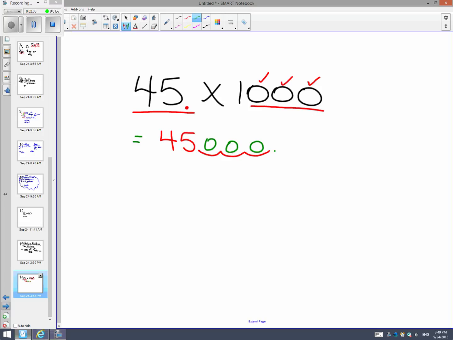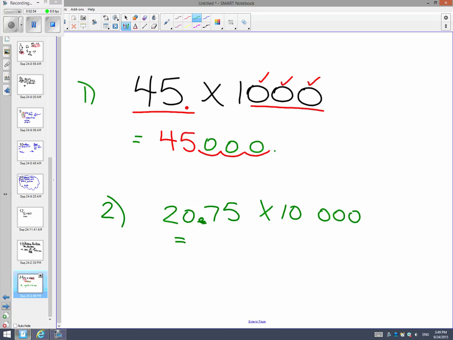The same holds true as when we have a decimal number. So I could have something like 20.75. I could multiply it by 10,000 this time. My first step is just the same. I locate where my decimal is, and my decimal is right here. And then I see how many zeros I'm going to move it to the right. And it shows me that I'm going to move it 4 places to the right.